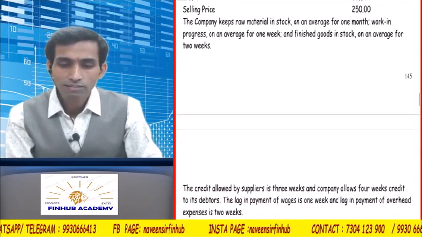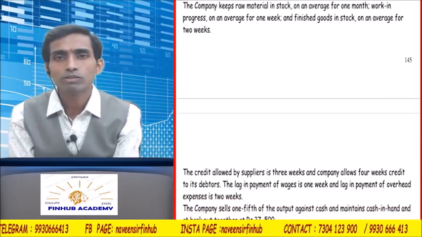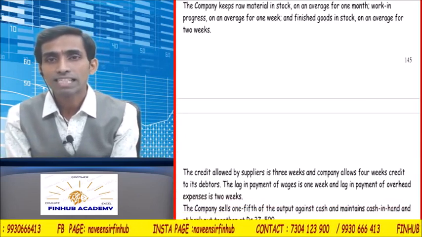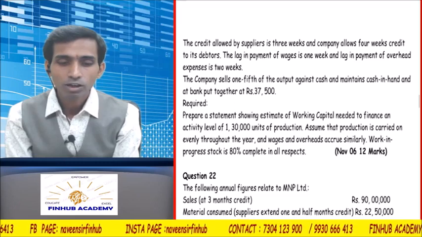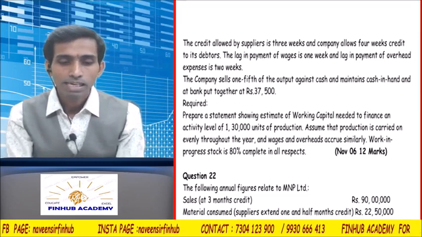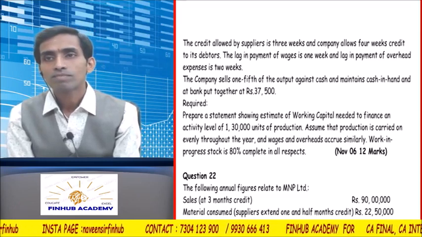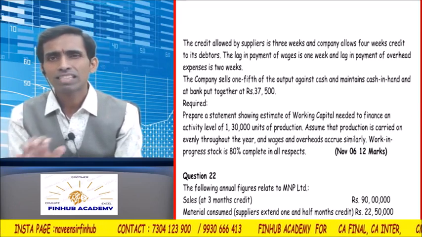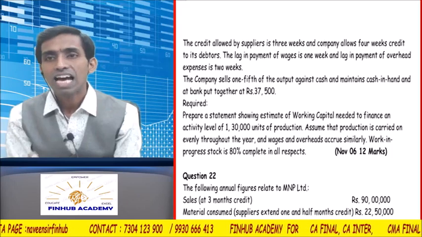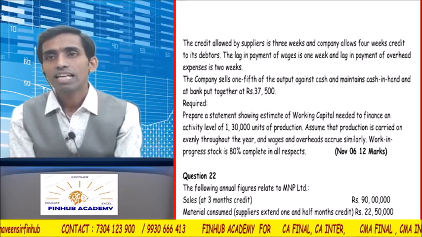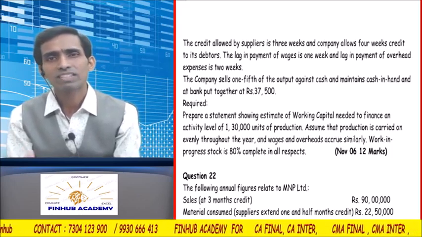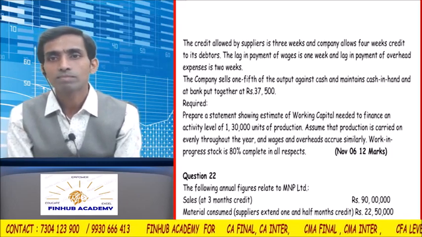And finished goods on an average for 2 weeks. See, everything is given in 2 weeks. So assumption will be what? 1 year contains 52 weeks. Credit allowed by supplier is 3 weeks, and company allows 4 weeks credit to its debtor. So everything is simple till here. Lag in payment of wages is 1 week, and lag in payment of overheads expenses 2 weeks. Everything is in weeks, so convert into week.